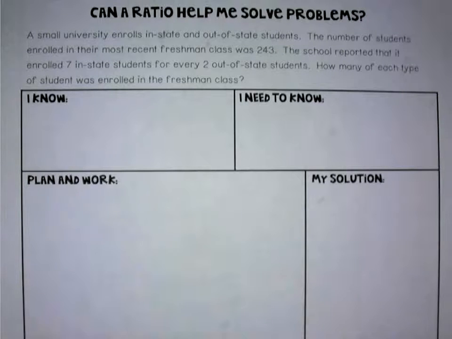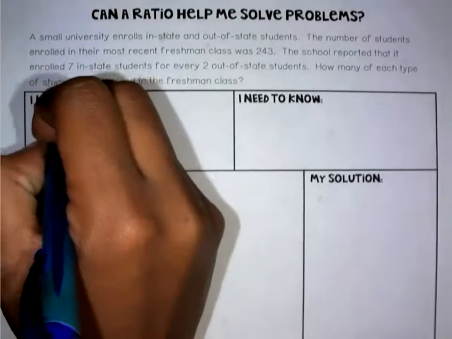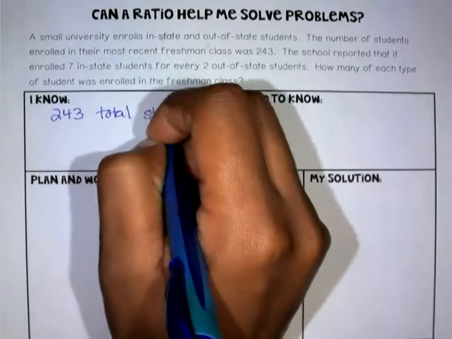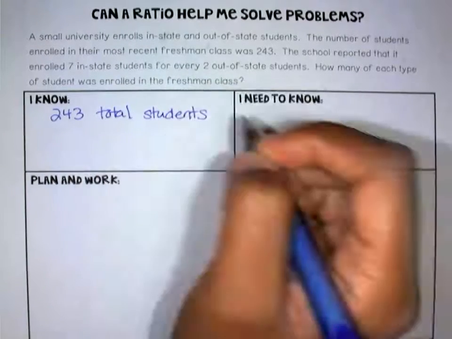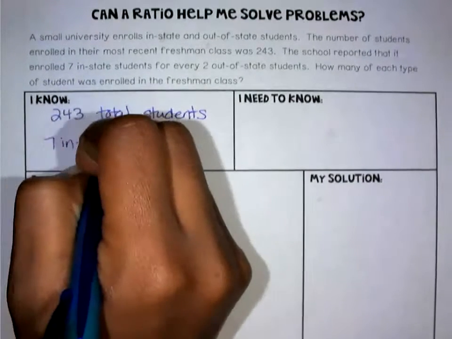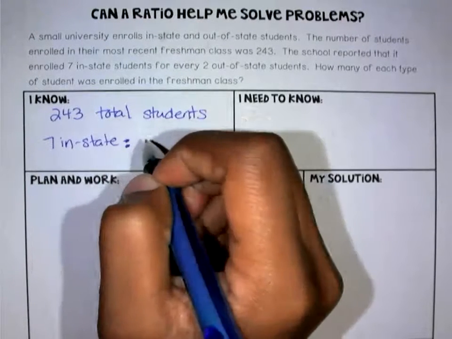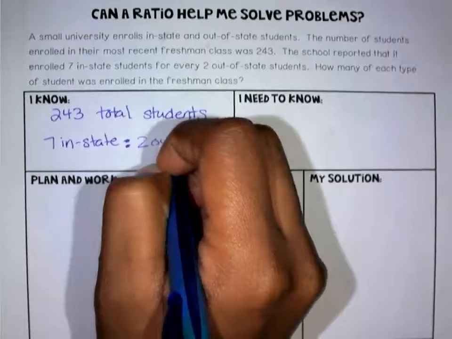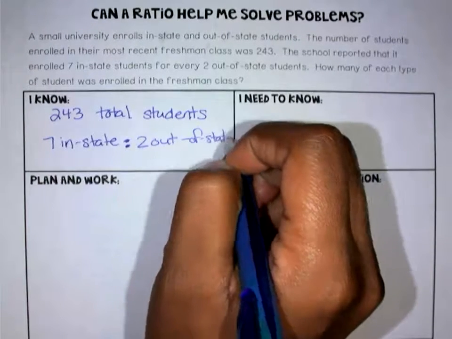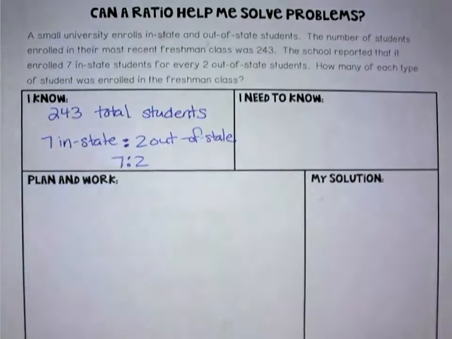So, to start off with the information that I know, there's 243 total students. And I also know for every 7 in-state students, there were 2 out-of-state. So the ratio looks like 7 to 2. All right, 7 in-state, 2 out-of-state.